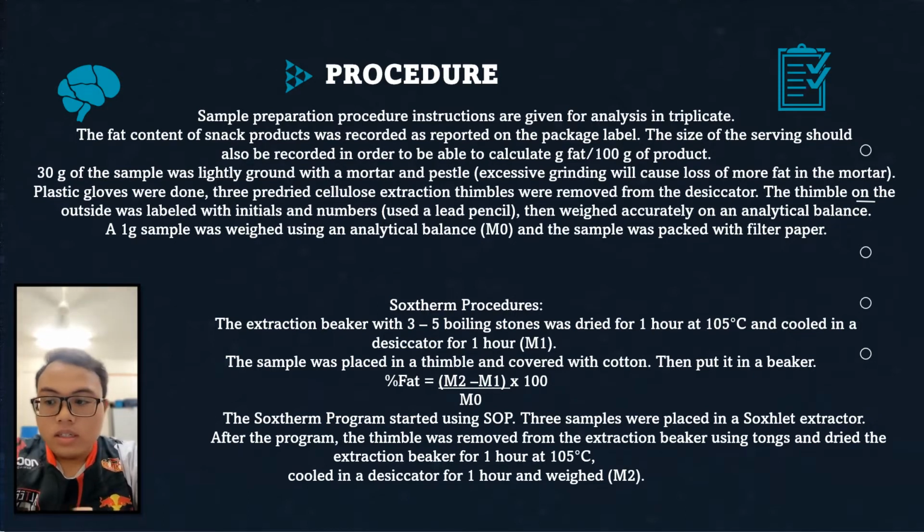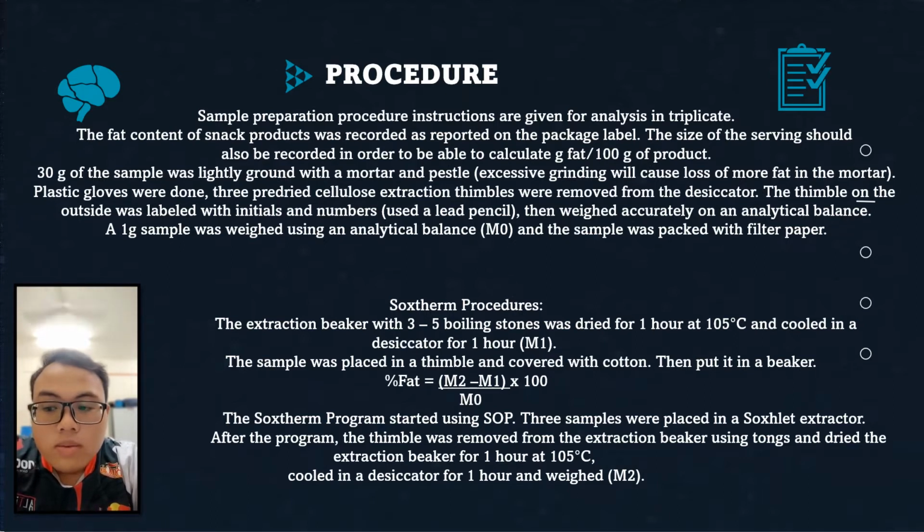Short-term procedure. The extraction beaker with 3 to 5 boiling stones was dried for 1 hour at 105 degrees Celsius and cooled in the desiccator for 1 hour. That's M1. And the sample was placed in a thimble and covered with cotton. Then put it in a beaker. So the formula is percent fat equals M2 minus M1, times 100, per M0.